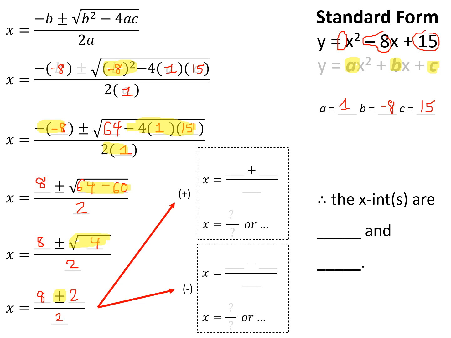We now have two paths to take. We have 8 plus 2 over 2, or we have 8 subtract 2 over 2. Let's start with the top for now. So 8 plus 2 is equal to 10. The 2 on the bottom stays the same, and 10 over 2 simplifies to just 5. So one of our x-intercepts is 5. On the bottom, we have 8 minus 2, which is 6, and the 2 on the bottom stays the same. 6 over 2 simplifies to just 3. So 3 would be our other x-intercept.